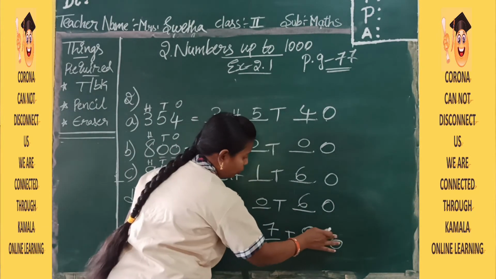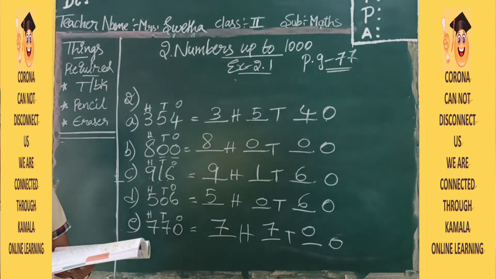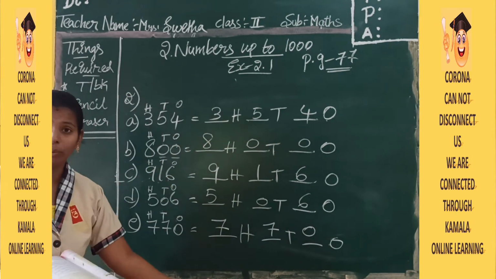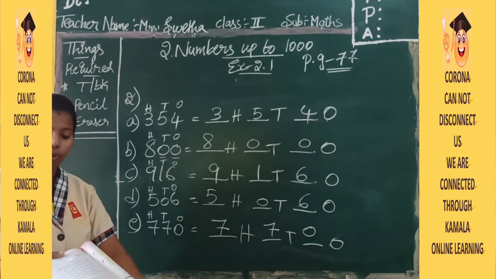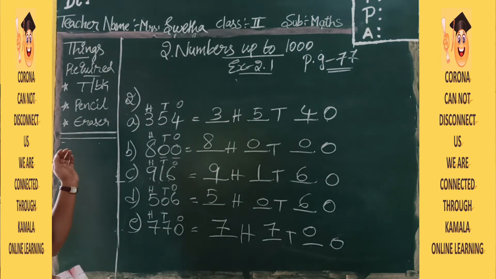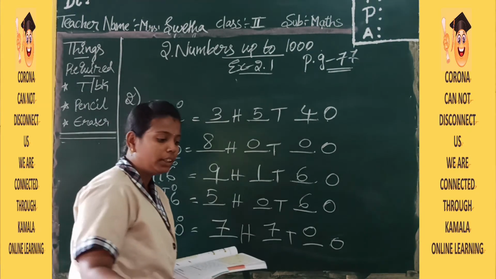So, we will write 0 only. Okay, I hope every one of you have understood this second bit. If you have understood, if you have copied this one, we will move to the third one. I hope you have completed, children. Yes, now we will move on to the third bit.